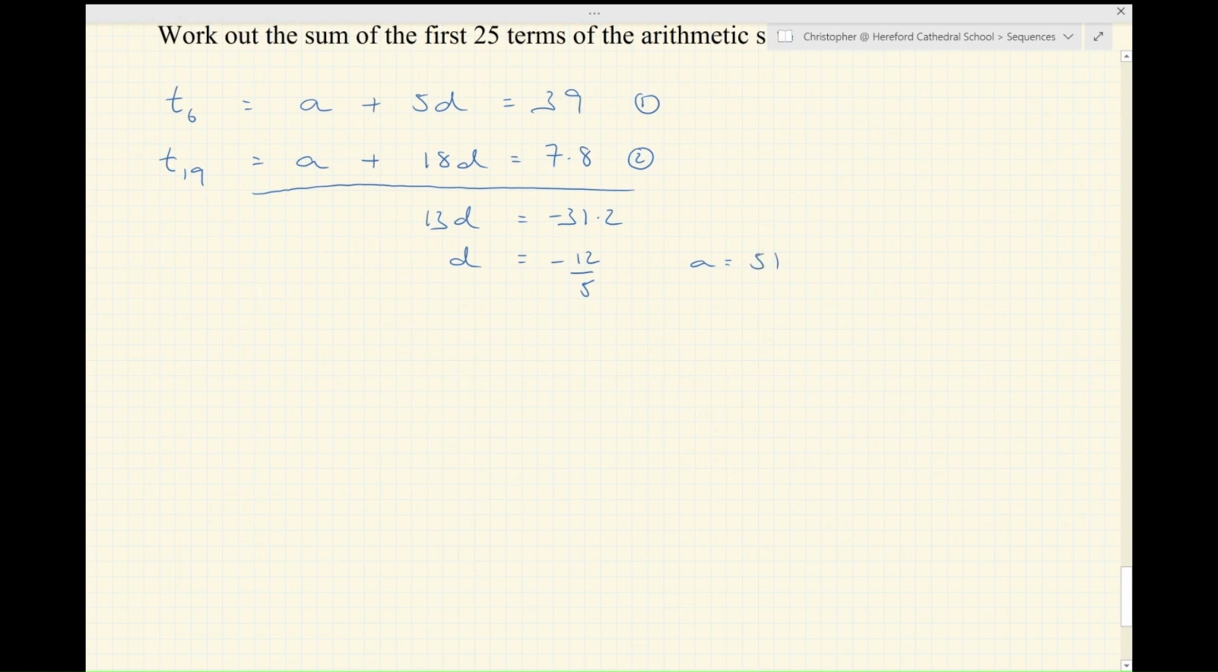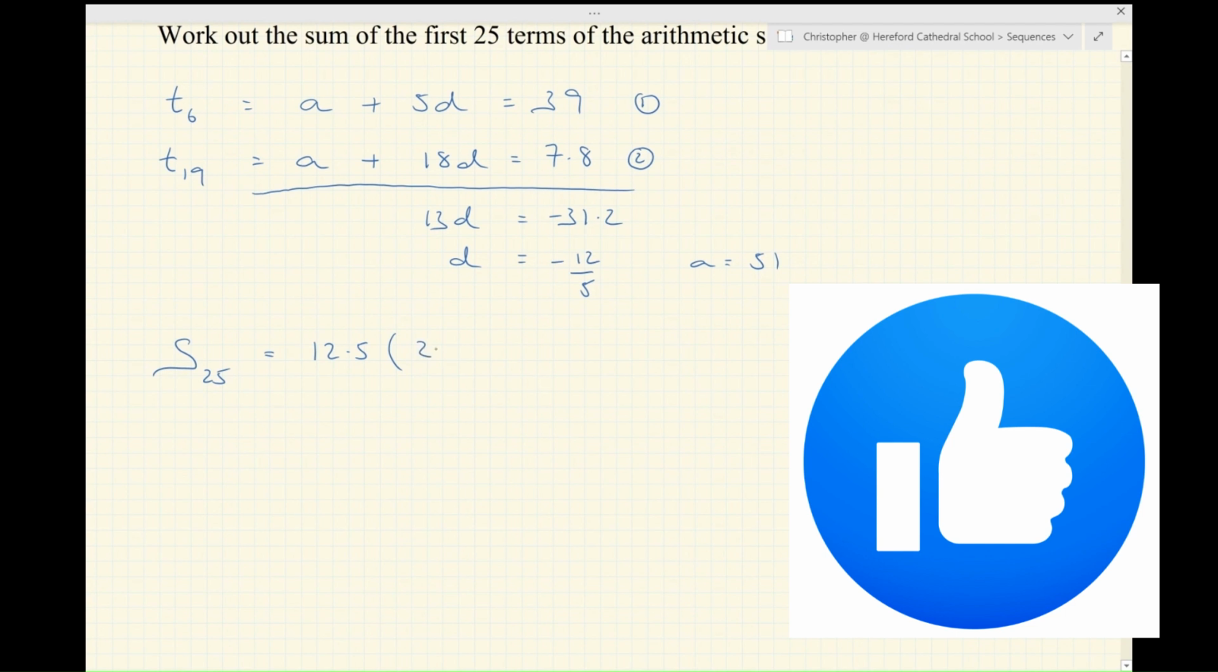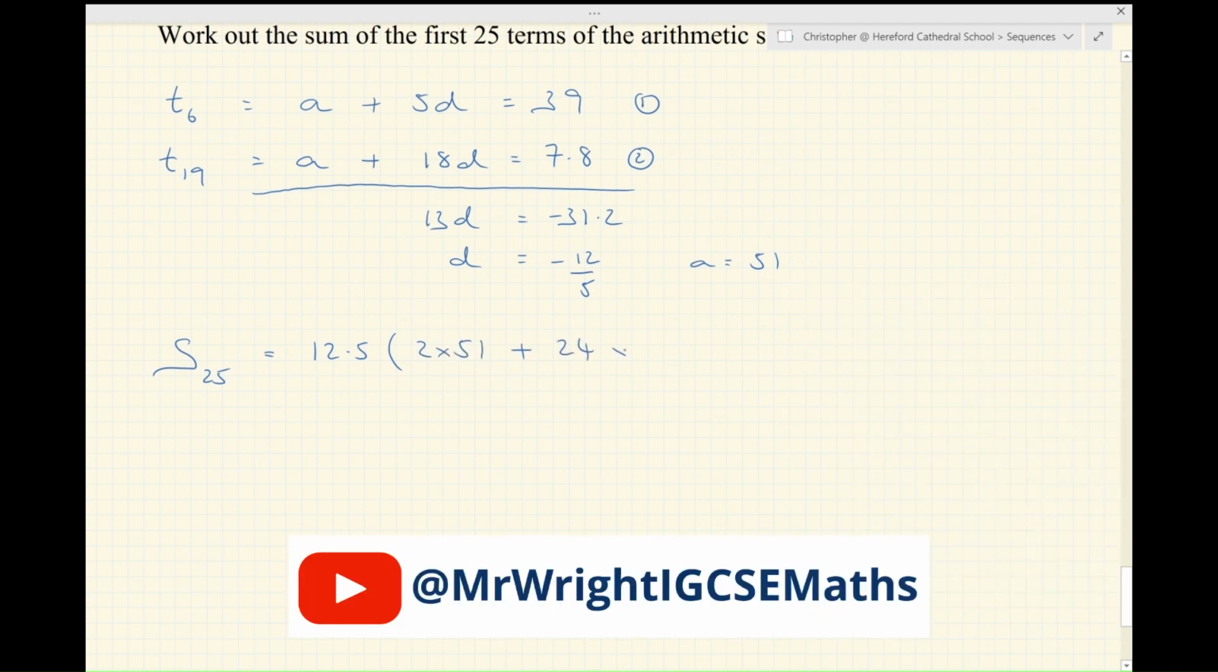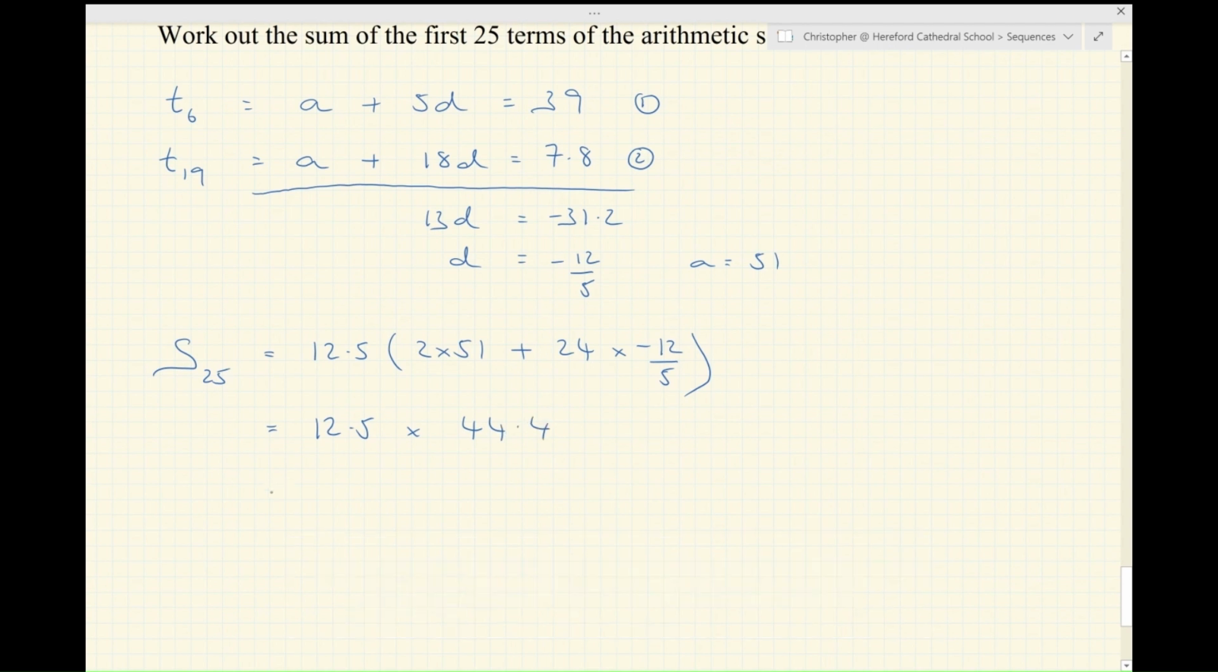Right, the question asked me to work out the sum of the first 25 terms. So that's going to be half of 25 multiplied by twice a plus 24 of the differences. The difference is negative, so just make sure you work your way through this carefully on your calculator, and you will find that's 12.5 multiplied by 44.4, and so the sum of the first 25 terms is 555.